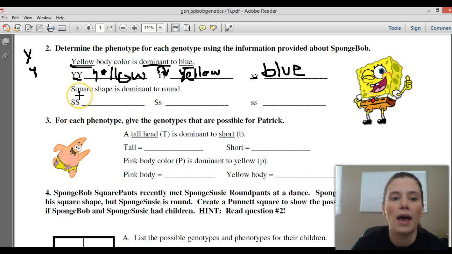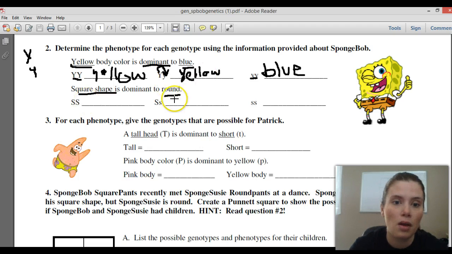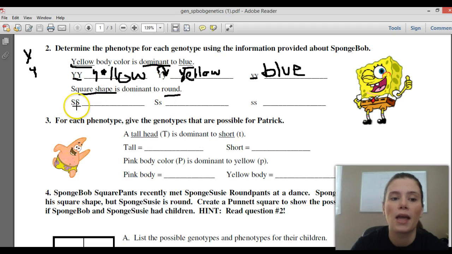Okay, here we have square shape is dominant to round. So big S is going to represent the square shape, while the little s is going to represent round shape, because the square shape is dominant and round shape is going to be recessive. So big S, big S is going to represent square because we have both dominant here. So it's going to be seen as a square shape.